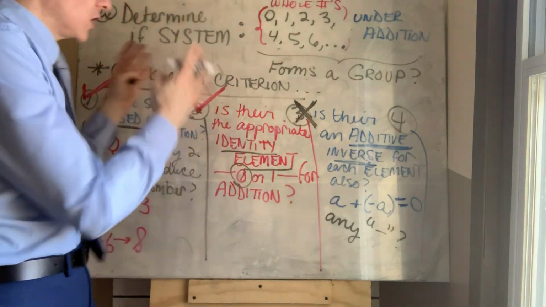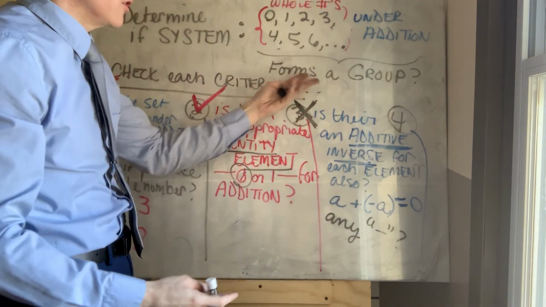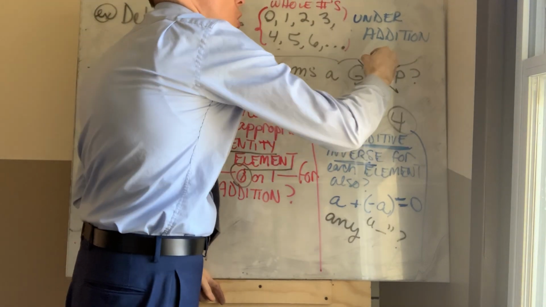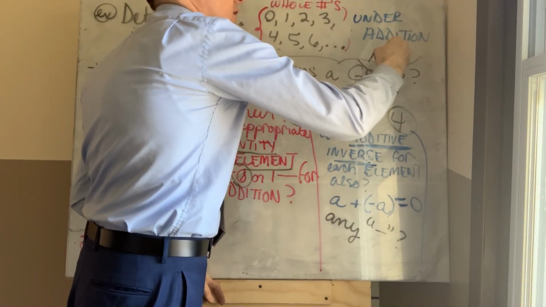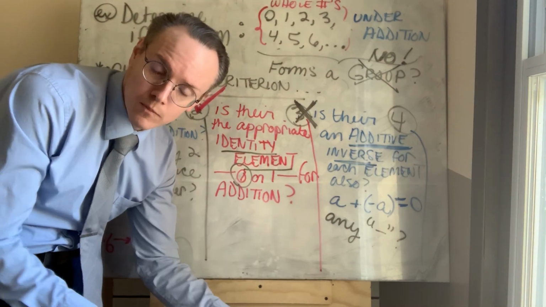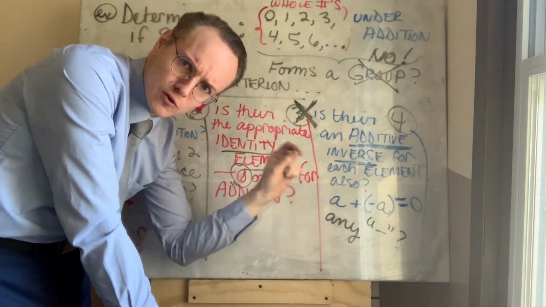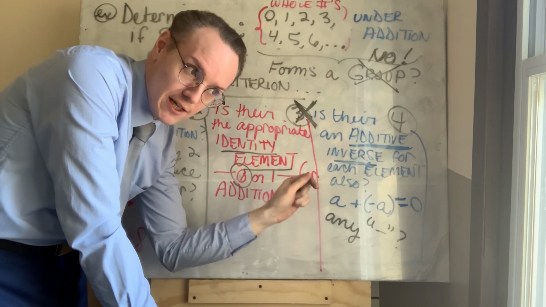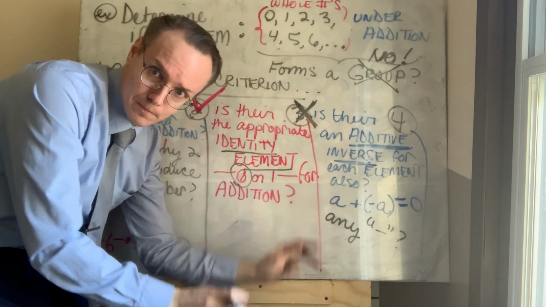So, having gone through the exercise, what could we say? Does it form a group? No! It does not form a group. That doesn't mean it's nothing. It just means that it doesn't meet that specific description. It is simply a mathematical system. Okay?